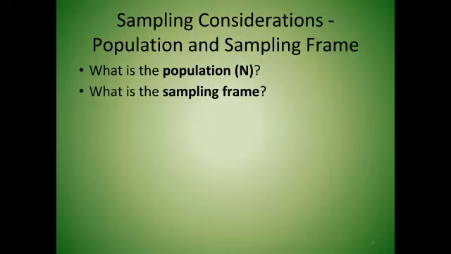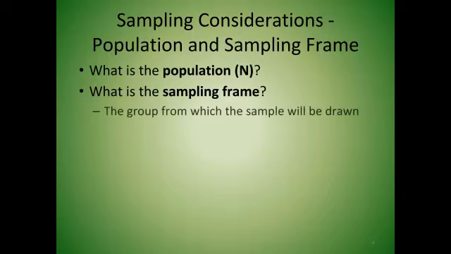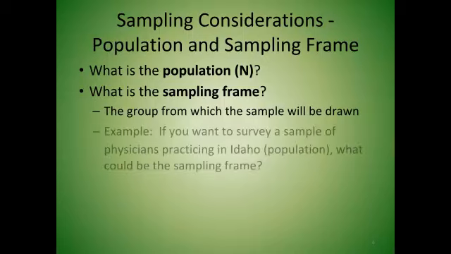Once the population of interest is clearly identified, researchers then need to think about and identify the sampling frame. And the sampling frame is the group from which the sample will actually be drawn. In other words, these are the individuals within the population that are available for contact to be included in the sample. And very often, the population and the sampling frame are the same, but not always. Differences between the population and the sampling frame may result in bias.